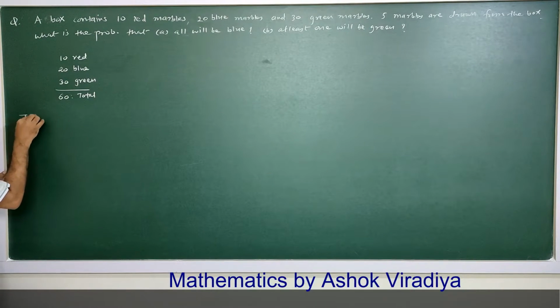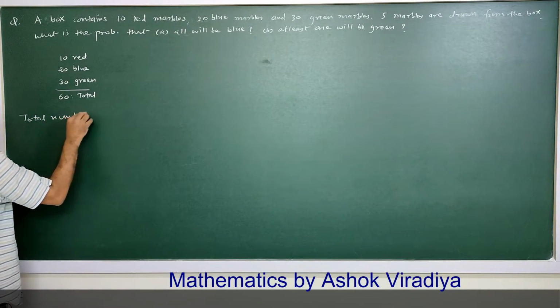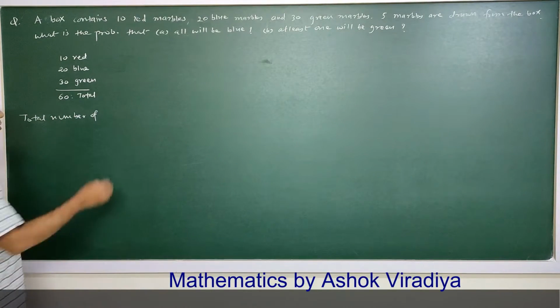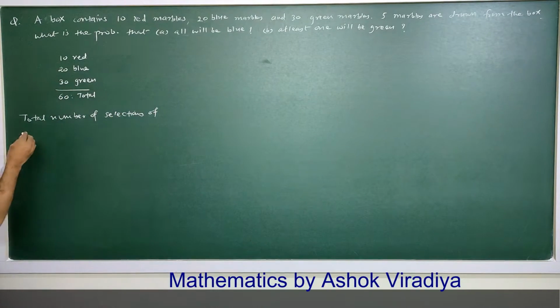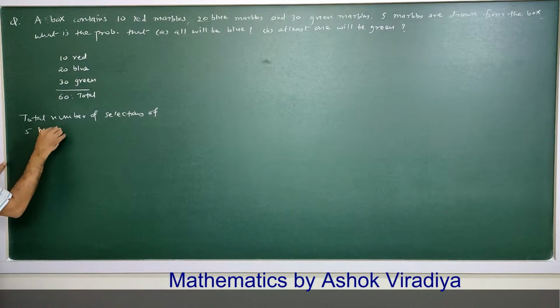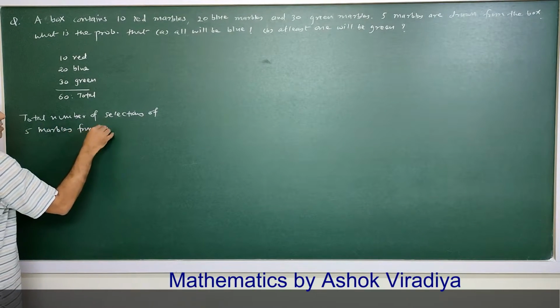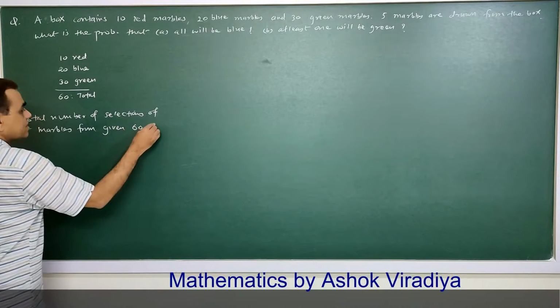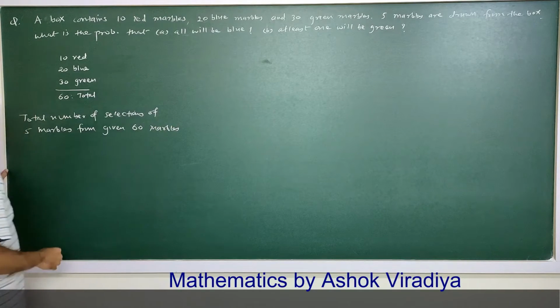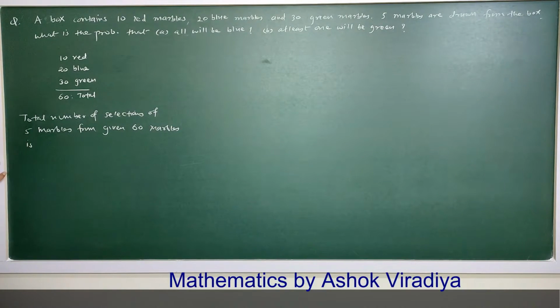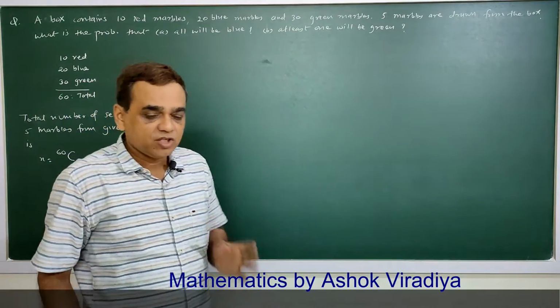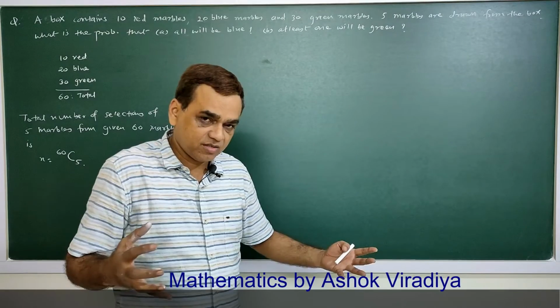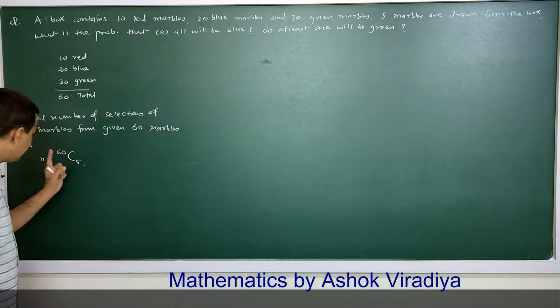Total number of selections of 5 marbles from the given 60 marbles is N equal to, from these 60 select any 5 marbles. So that is 60C5. Whenever we select any 5 marbles from this box, the total number of different selections is 60C5.